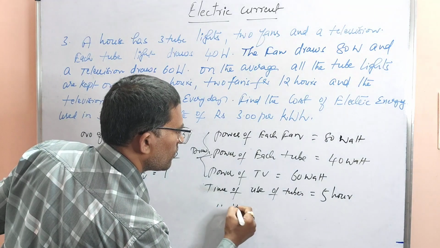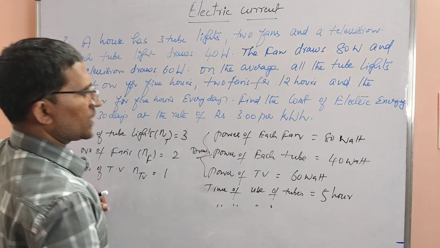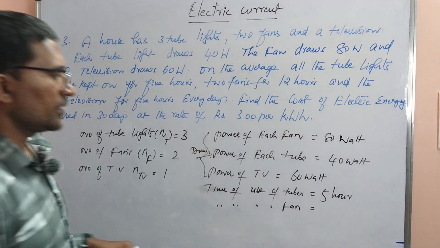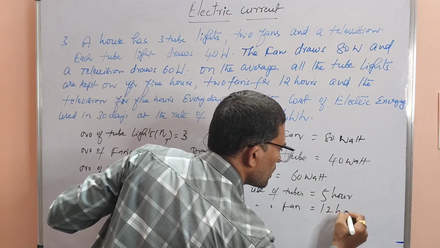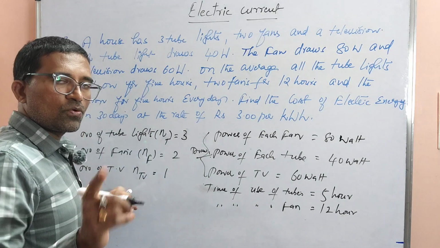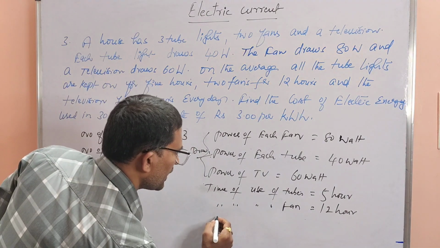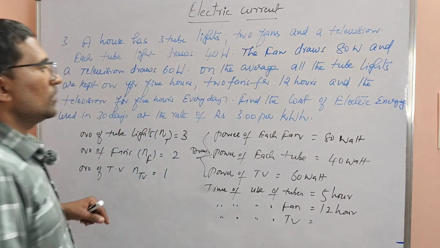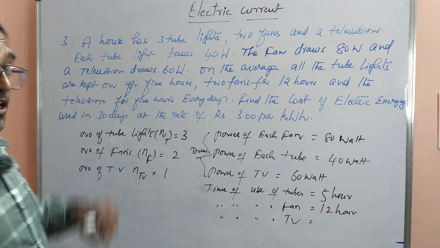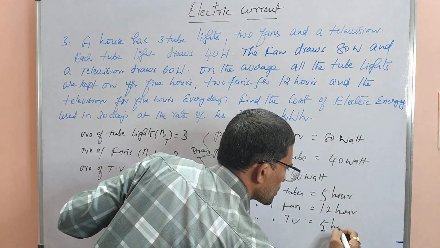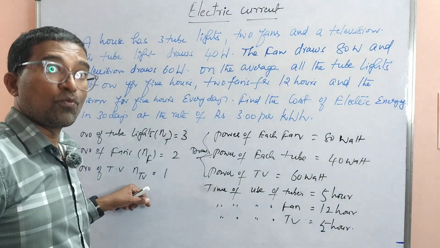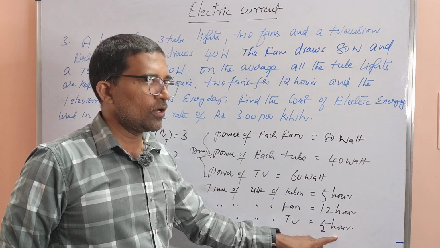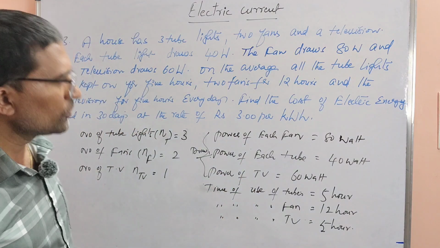Next, time of use of fan. How many hours is given? That is 12 hours. It's a very big problem. Please don't skip the video. Next one is time of use of TV. How much time you are watching? 5 hours. I hope you all are wasting so much time even during exams if you watch like this. Okay, so TV 5 hours. I hope you all understood all the steps. Now what to do, sir?